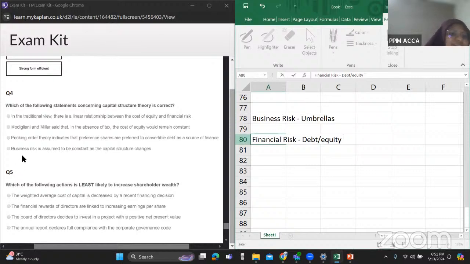Okay, so here they're saying business risk is assumed to be constant as the capital structure changes. That's true, because when the capital structure changes, your debt equity ratio changes, your financial risk will change. But it will not disturb the business risk. Business risk is completely different. Okay, so there the answer will be D.